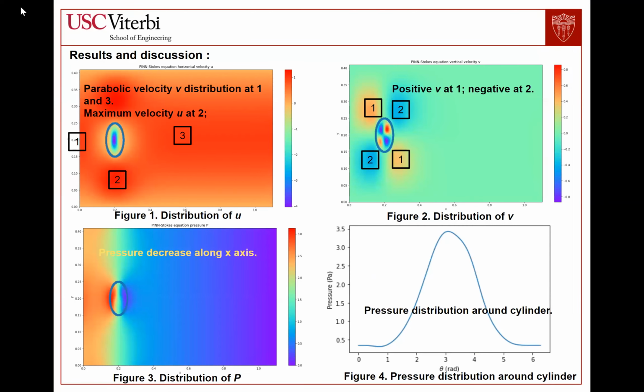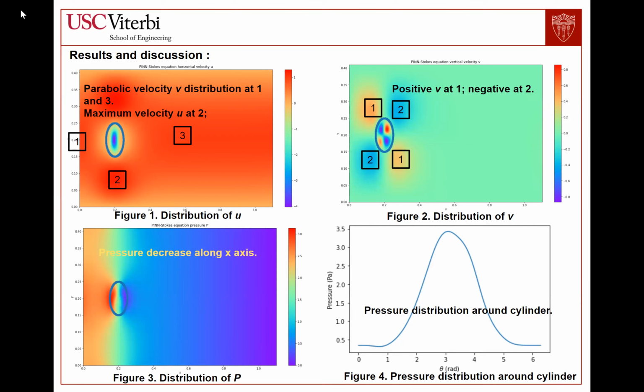For the Navier-Stokes equation here, we use the same boundary condition, and we only change the loss function. As you can see on the upper left here, we found that at point 2 the velocity reaches its maximum, and at point 1 and point 3, you can see the velocity distribution is parabolic. On the upper right here, you can see the positive velocity at location 1 and negative velocity at location 2 here.